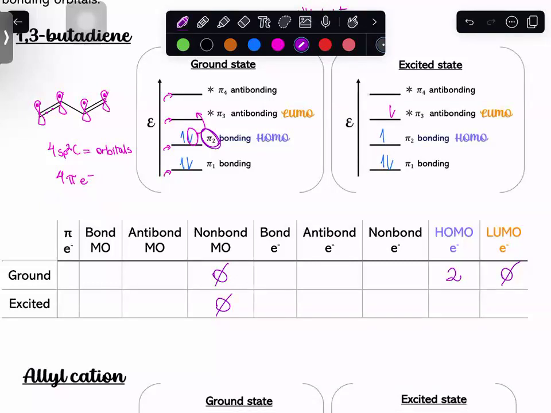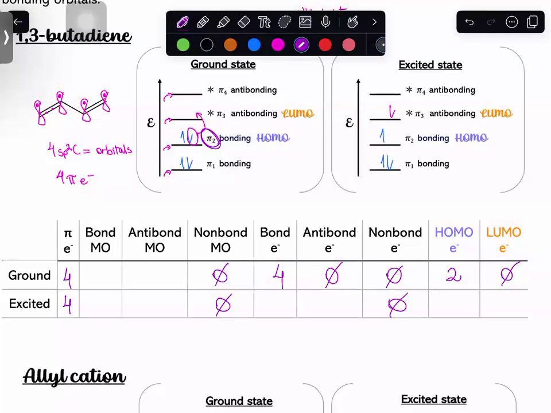How many bonding electrons do you see? 4, beautiful. How many anti-bonding electrons? 0, and then non-bonding, of course, it's still gonna be 0. We didn't even talk about that one. How many pi electrons in total do you have? 4. Does that apply for both ground and excited state? Yes. Yes, it does. The total number of pi electrons stays the same in both ground and excited state.